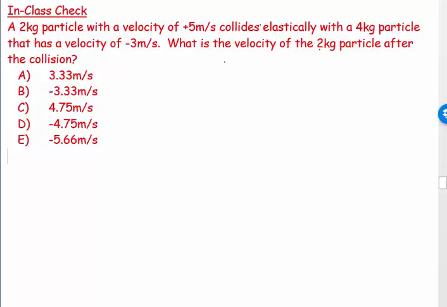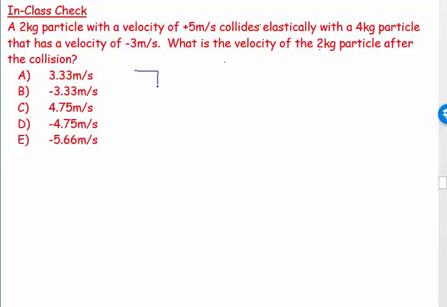This question says a 2 kilogram particle with a velocity of plus 5 meters per second collides elastically with a 4 kilogram particle that has a velocity of minus 3 meters per second. And the question is, what is the velocity of the 2 kilogram particle after the collision?